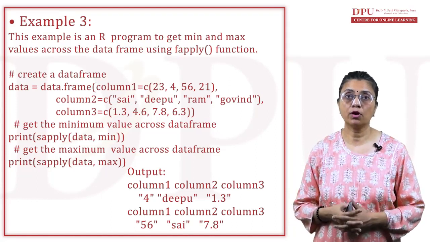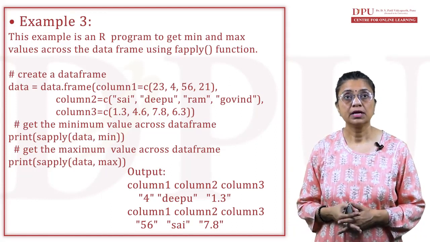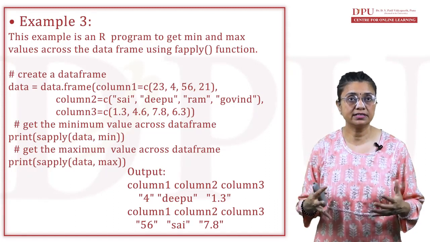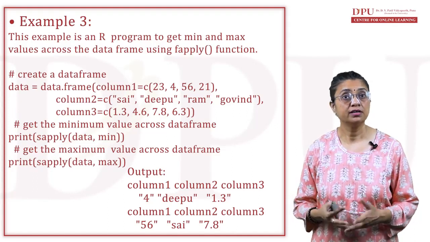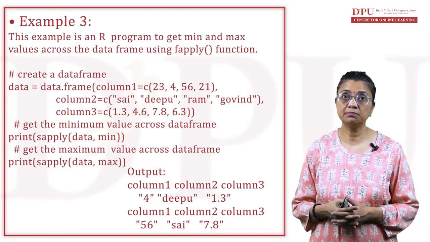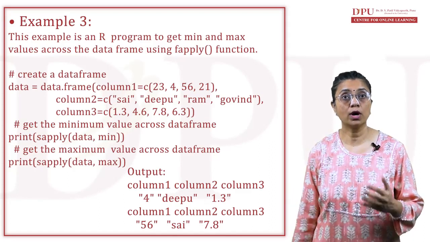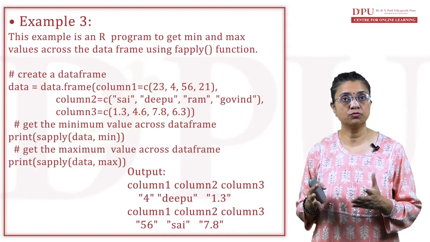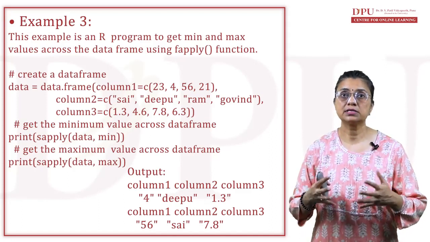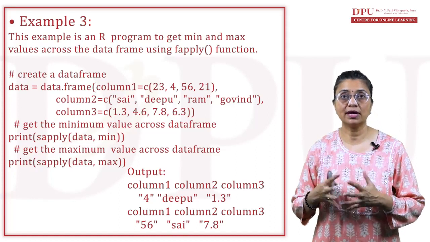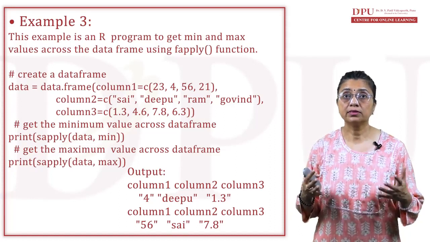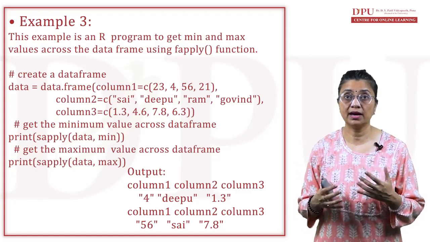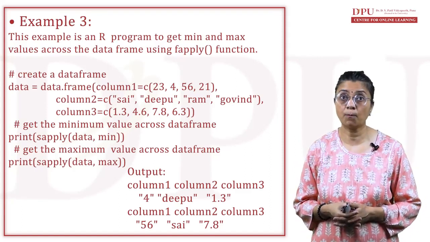So how will we go about it? It is very simple. We are using the sapply function, and first of all we create a data frame, the same data frame that we have created already, with the variable name data and 3 columns, column 1, 2 and 3. You all know column 1 has the values 23, 4, 56, 21. Likewise, column 2 has 4 different values, which are 4 names, and the third column has 4 values which are fractional in number and have significant digits after the decimal point.